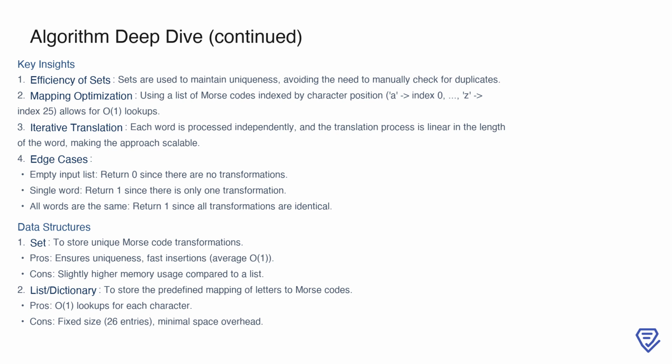Third, each word is processed independently, and the translation process is linear in the length of the word, making this approach efficient and scalable. It's also important to consider edge cases. For instance, if the input list is empty, we would return 0 since there are no transformations. If there's only one word, the result is 1, as there's only one transformation. Similarly, if all words in the input are identical, the result is also 1 because all transformations are the same. Lastly, using minimal yet effective data structures like sets and lists balances memory usage and computational efficiency.